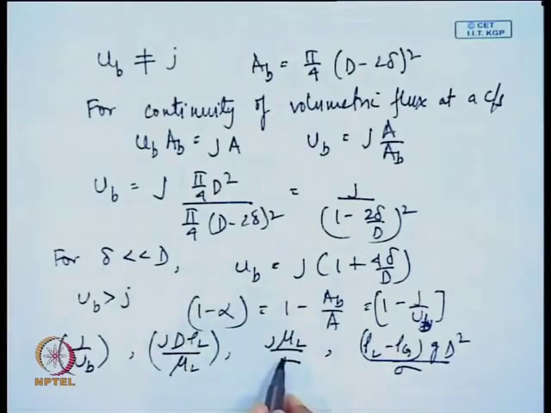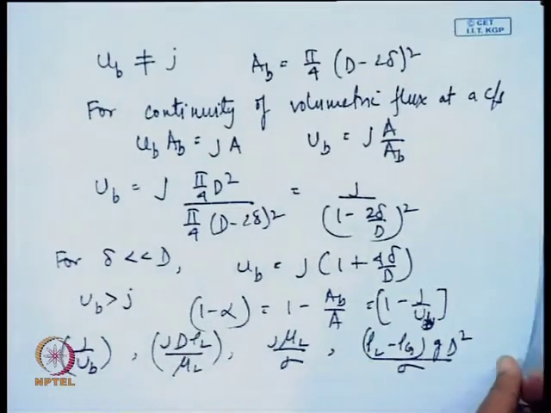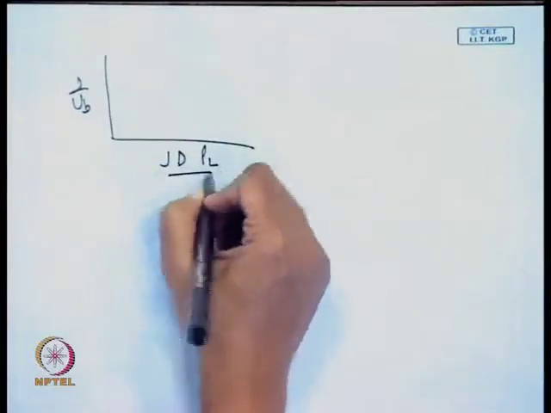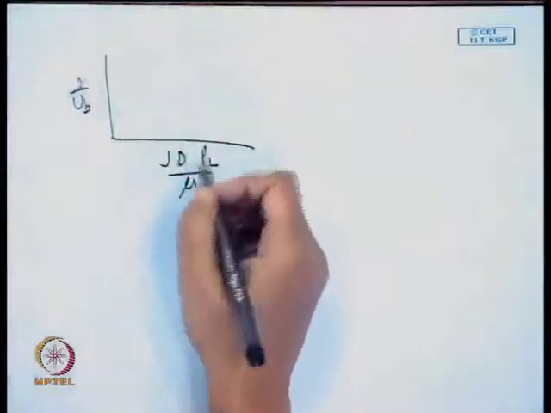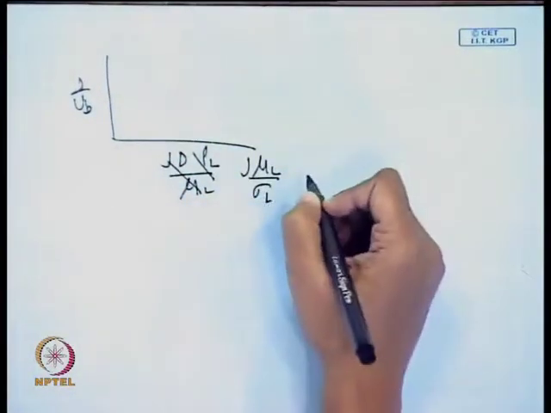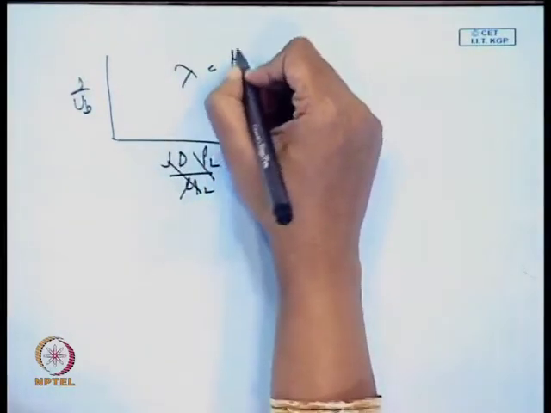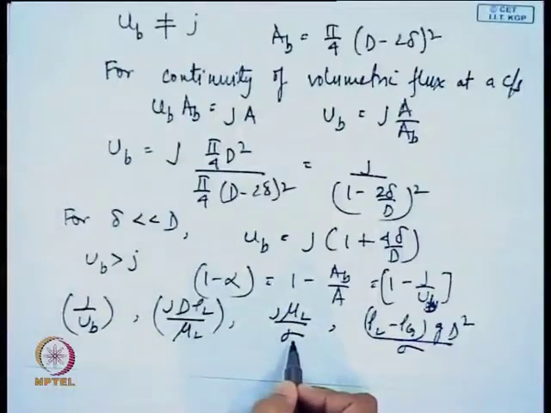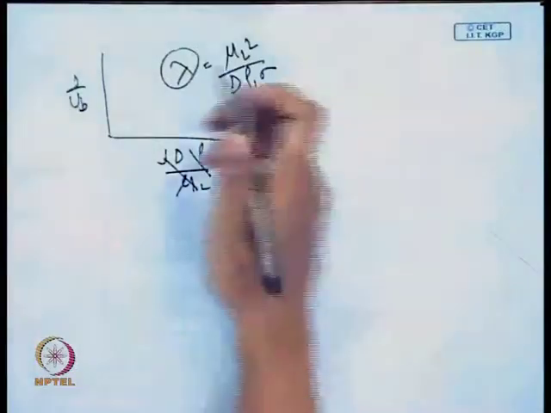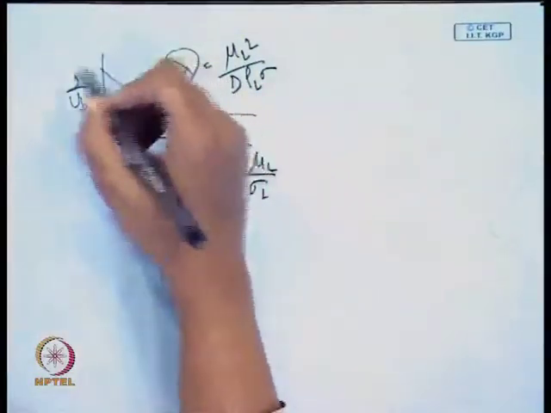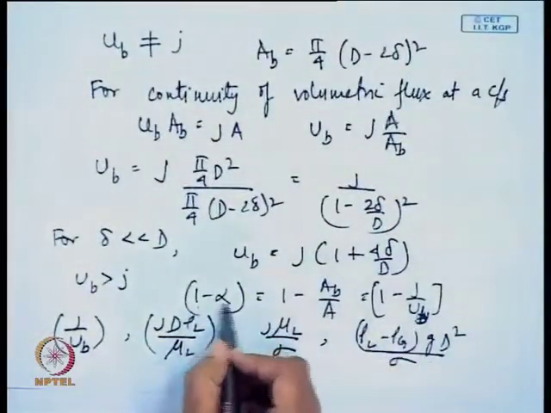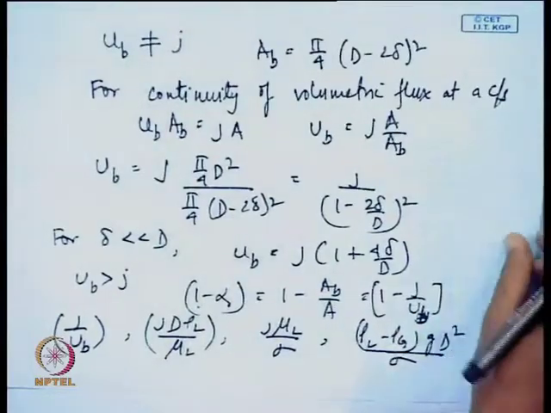So, again what we would like to do is remove J from one particular term. We can combine these two to form a liquid property group, and usually we find that J by UB is plotted as a function of J mu L by sigma, with one particular parameter lambda. Lambda is mu L squared by d rho L sigma; this lambda is obtained by eliminating J from these two terms. Now, this particular graph is usually obtained, and from this type of graph, since we know J, we try to find out UB. Once we find UB, then we can find 1 minus alpha, and then go on to predict the pressure gradient, right.